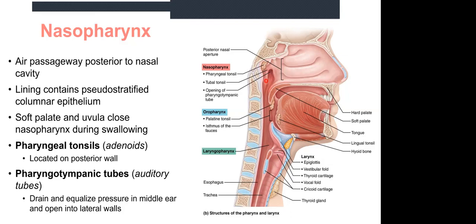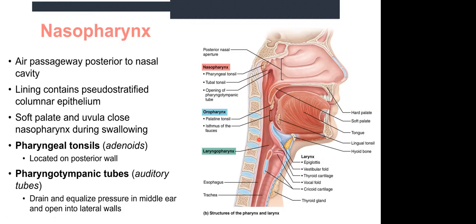The soft palate, which we can see here, and the uvula, which is that little dangly thing in the back of your throat, actually close during swallowing. So whenever you're eating food and you go to swallow, the soft palate and the uvula actually swing back here and they block off the nasopharynx so that food does not come out the nose. Rather, it will go down the remainder of the pharynx.